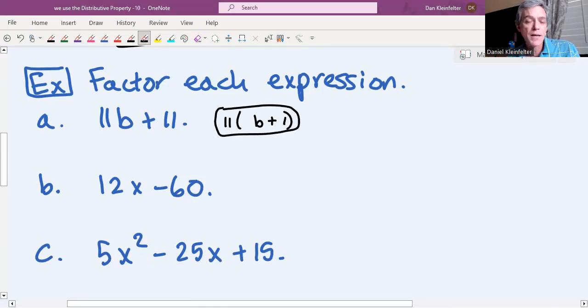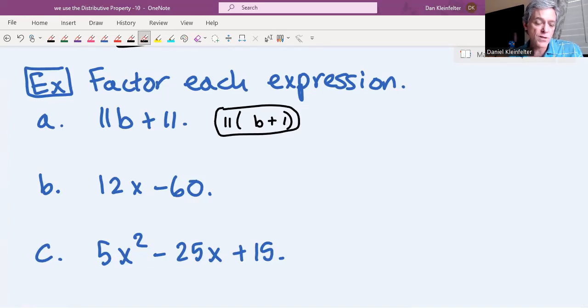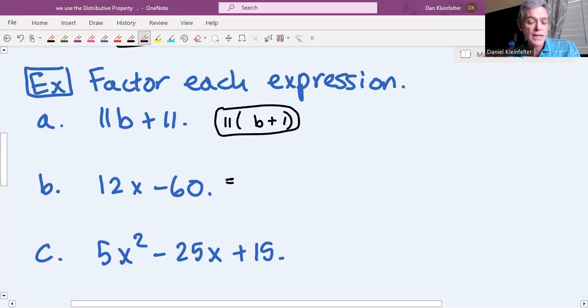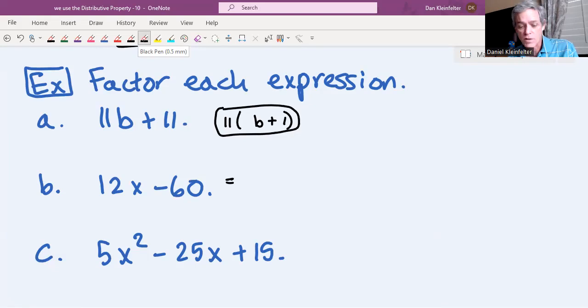Okay, take a minute and pause the video here and try parts B and C yourself, and then restart the video and see how you did. Okay, let's take a look. 12x minus 60. So here, 12 and 60 both have 12 as a common factor. So if you factor 12 out, you will be left with x minus 5.